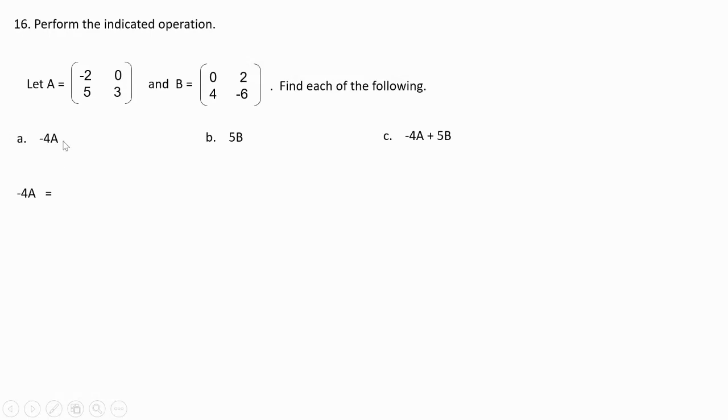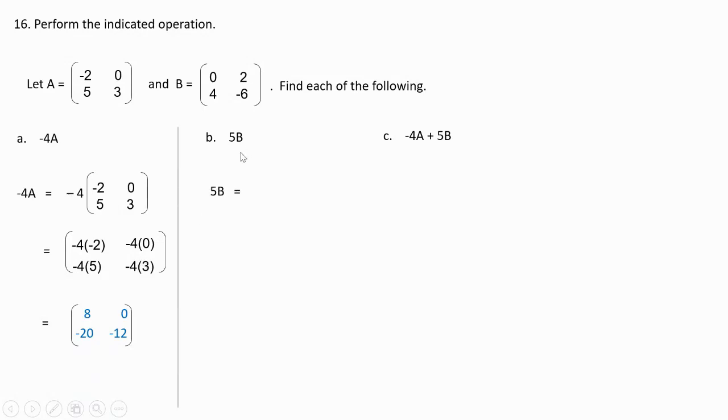So first I need to multiply negative 4 times A, so it'll be negative 4 times every element in matrix A. So I multiply negative 4 times negative 2, negative 4 times 0, negative 4 times 5, and negative 4 times 3. So it's going to give us 8, 0, negative 20, negative 12.